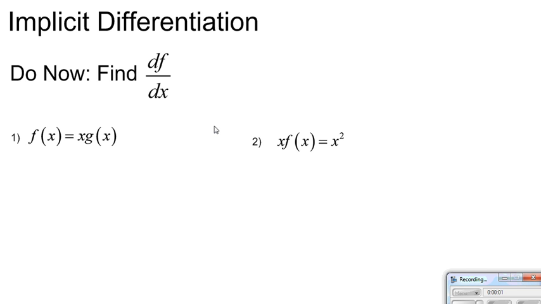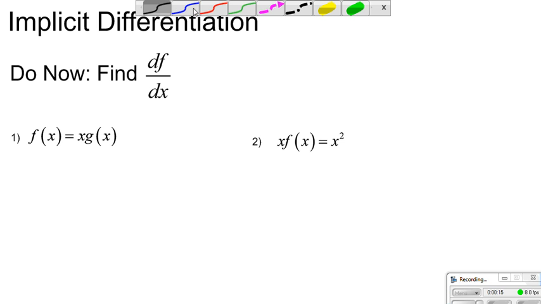So today what we're going to be talking about is implicit differentiation. As of now, what I wanted you to do is find df over dx for this expression and for this expression. Before we begin, I'll give you a little bit of time to work on this question.